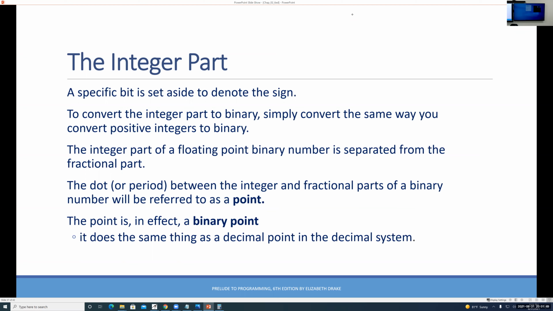The dot here. In order to separate the integer part and the fractional part, you use the dot or period here. You see this one here, right? So we have negative 16.58 here. This is a dot to separate the integer part and the fractional part here. Right? And the point is, in fact, a binary point. It does the same thing as the decimal point in the decimal system here. Now, let's see how we work with this one.